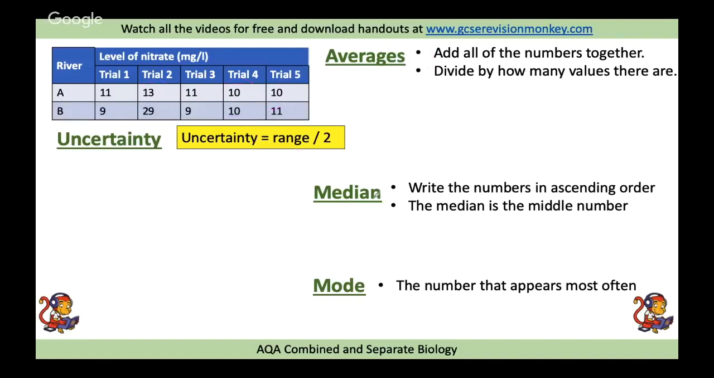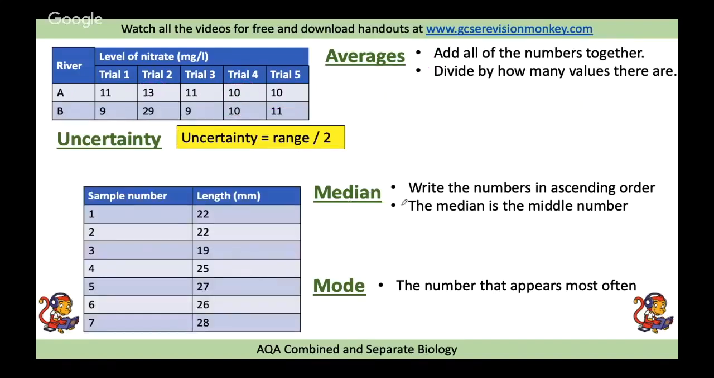Median then. Next, write the numbers in ascending order. The median is the middle number. So if we took these results here, we would write them in ascending order: 19, 22, 22, 25, 26, 27, and 28. So make sure you can write it out like this and also then choose the median number correctly. And the mode is the one that appears most often. So in this case 22 appears twice, so that is our mode.